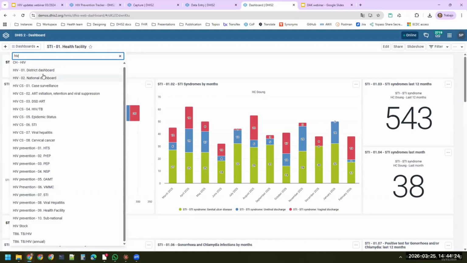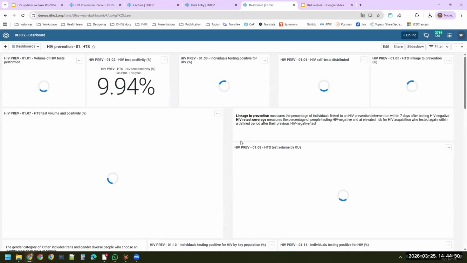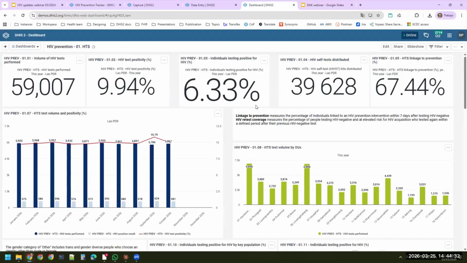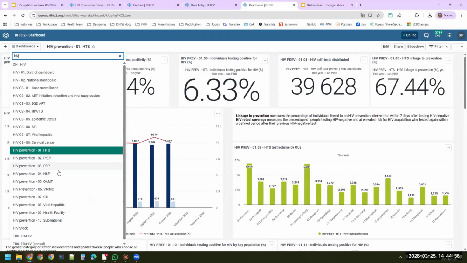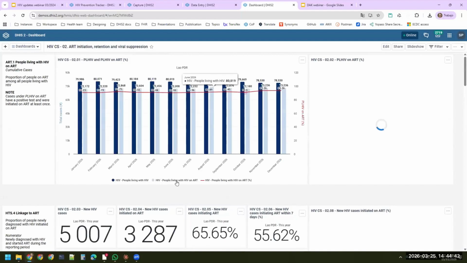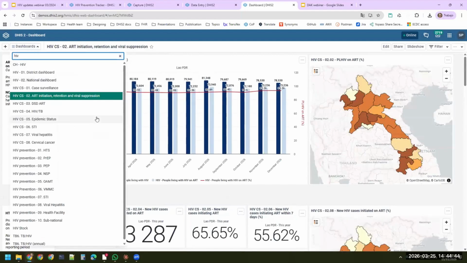And those dashboards are thematic dashboards, for example for HIV prevention, the ones specific for testing. So all the indicators that are useful and needed for the testing side, the PrEP, PEP, and others, and the same for the case surveillance. Case surveillance is more generic for the treatment, with all the indicators linked to it, epidemic status, STI, and so on.